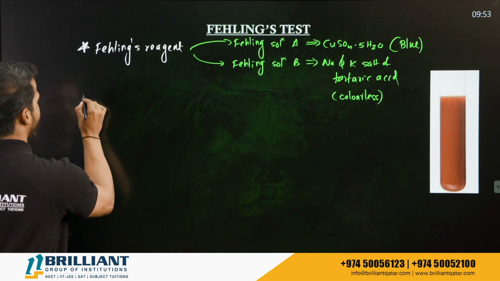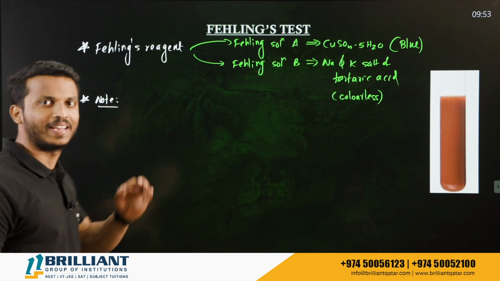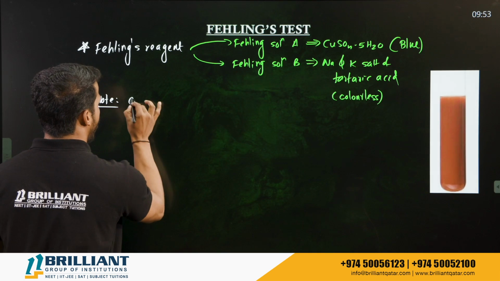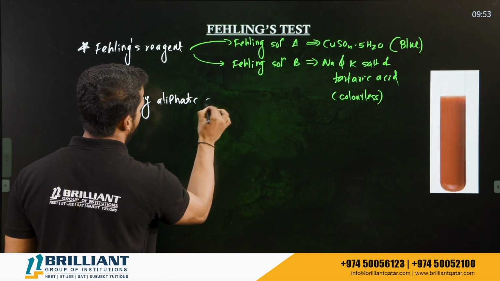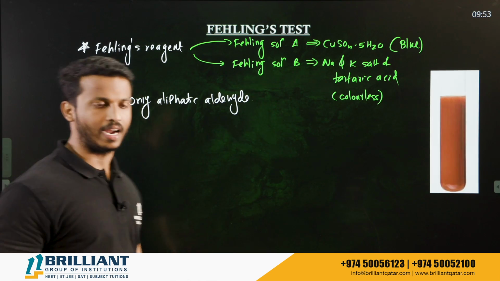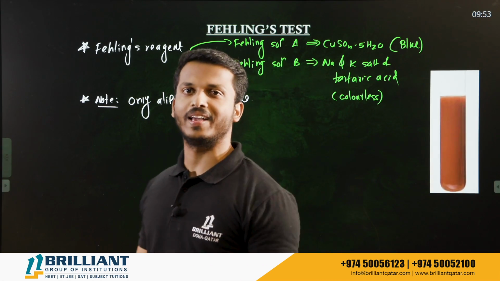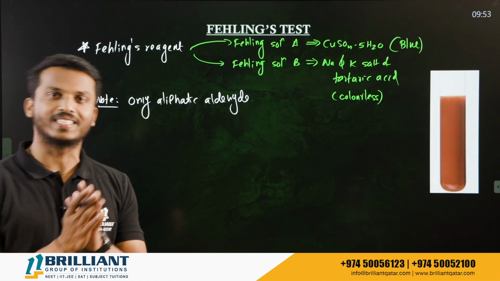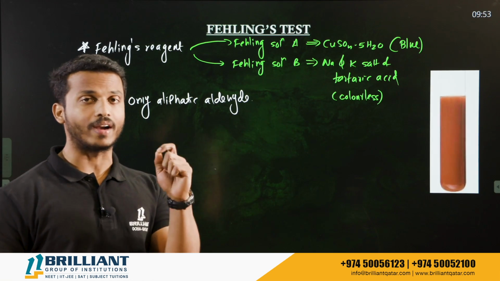Let me note the next point, dear all. What is the point? Which compounds can give Fehling's test? Keep it as a point: Fehling's test is given only by aliphatic aldehydes, like methanal, ethanal, propanal, normal chains. Aromatic aldehydes won't give this test. Benzaldehyde, which contains a benzene ring, and those kinds of aromatic aldehydes can't give this Fehling's test. So Fehling's test is given only by aliphatic aldehydes.